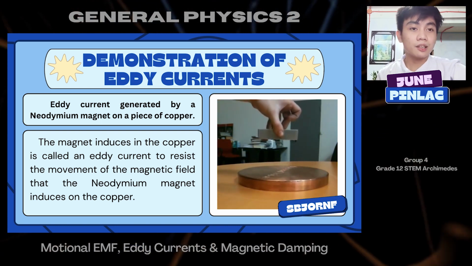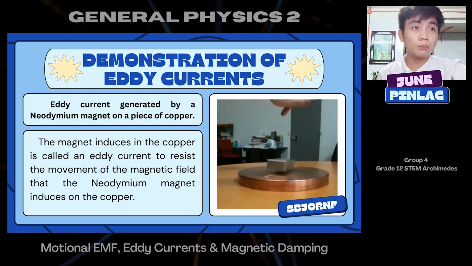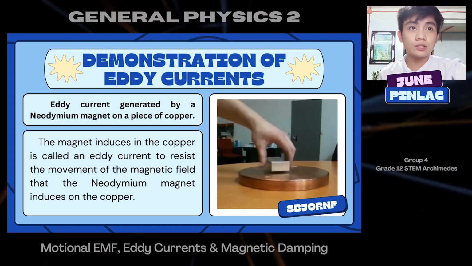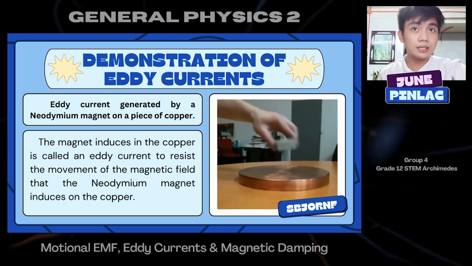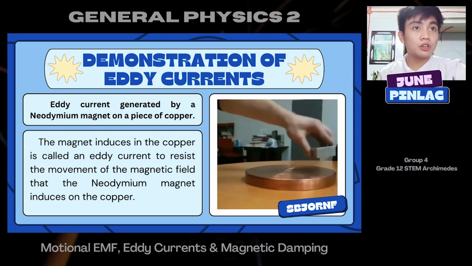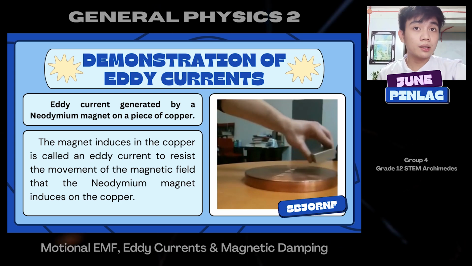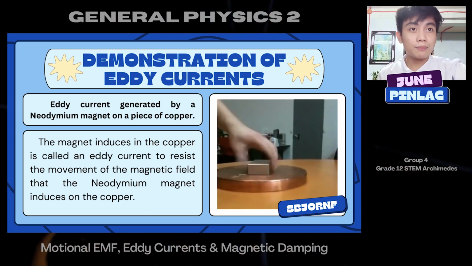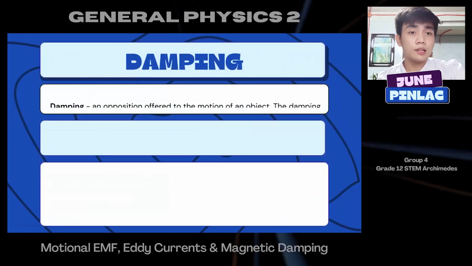Pinipigilan nito ang magnet mula sa paghulog tulad ng isang normal na bagay tulad ng piece of wood. Nagkakaroon ng cushions to itself at as you can see, pwede mo itong spin, i-drop at mag-i-induce ng torque into the copper from magnet itself. Kaya't nang hindi hinahawakan ay naigagalaw ang copper. Next, let's head to damping.